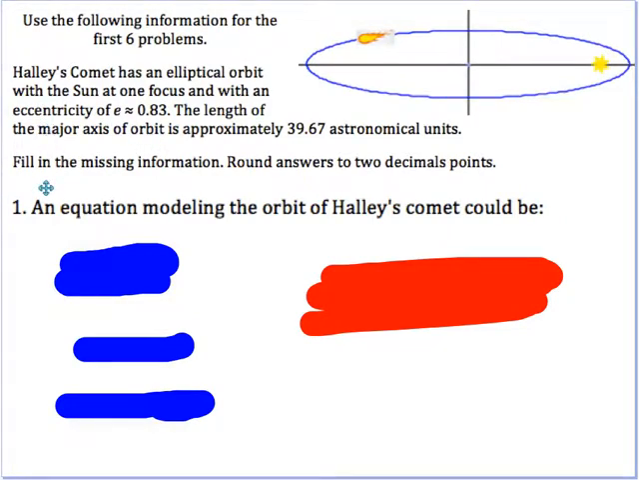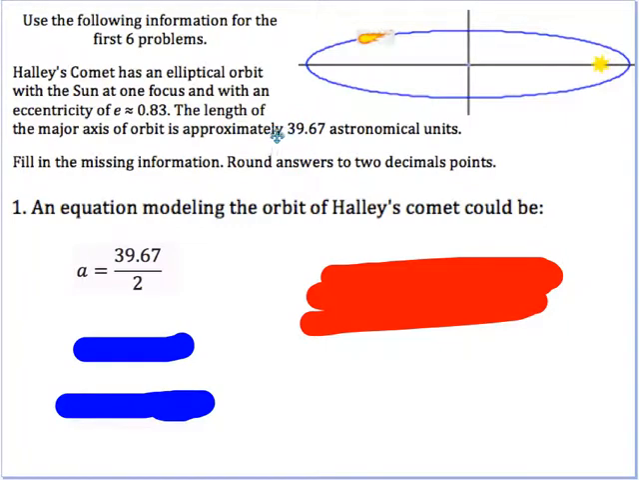So the first thing they want you to do is just find an equation to model the orbit of Halley's Comet. And when they ask you to do this, if they don't specify general, standard, or parametric, just assume it's going to be your standard form, okay? That's the most common one that we work with. All right, so let's see what information they give you. Your E value is 0.83, and the major axis is approximately 39.67 astronomical units, and that's all we get.